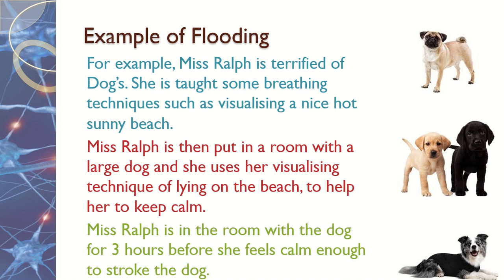And Miss Ralph is feeling quite anxious at first, but she's in the room for about 3 hours. She's not allowed to leave. And once she's been in the room for 3 hours, she feels a lot calmer and actually feels so calm that she can stroke the dog. So what's happened here is that she's replaced the feeling of anxiety around dogs and fear around dogs with a state of relaxation, and she feels calm enough to interact with the dogs. So this is our first technique. It's very immediate, it's very abrupt, and it's very quick to do.